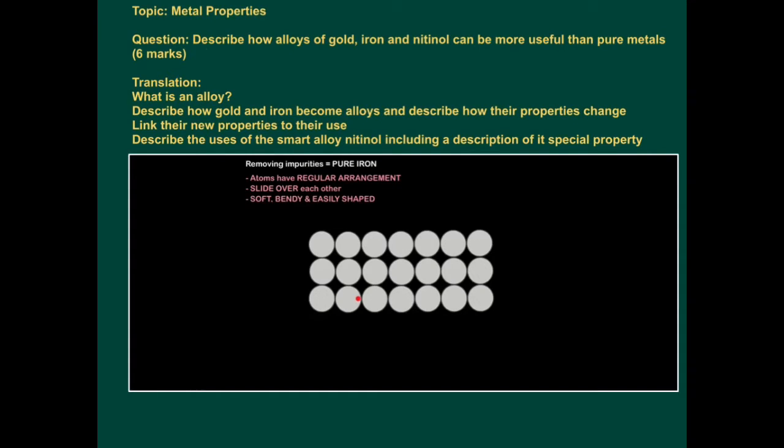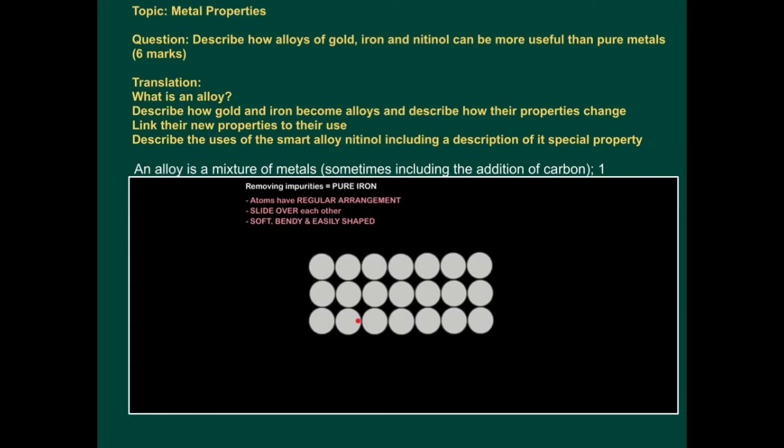So what this is asking you to do is, firstly, you have to explain what an alloy is, then describe how gold and iron become alloys and describe how their properties change. Then link their new properties to their use, so how can they be more useful, and then describe the uses of the smart alloy nitinol, including a description of its special properties.